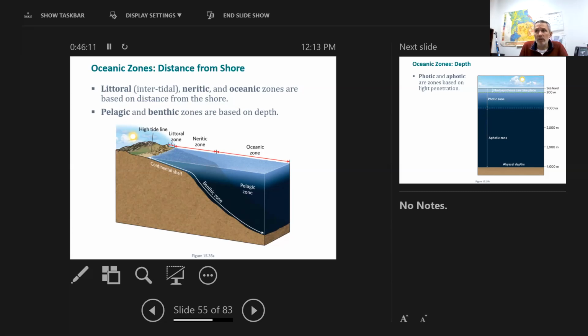We have some organisms that are going to be on the bottom of the ocean, and so we call this the benthic zone. Benthic meaning bottom. The pelagic zone is the area that is above that benthic zone.